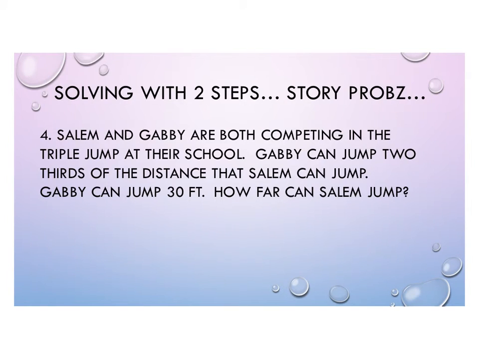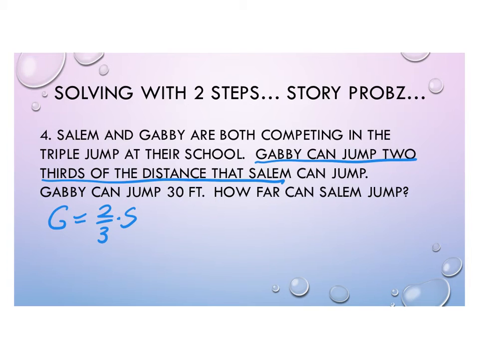Okay, let's take a look at a couple story problems. The first one, number 4. Salem and Gabby are both competing in triple jump at their school. Gabby can jump 2/3 of the distance that Salem can jump, and we know Gabby can jump 30 feet. How far can Salem jump? So we want to take the information we have in the problem. Gabby can jump 2/3 the distance that Salem can jump. So the jump that Gabby can make, G, is going to be equal to 2/3 of Salem's jump. So let's call that S. And now we have an equation.